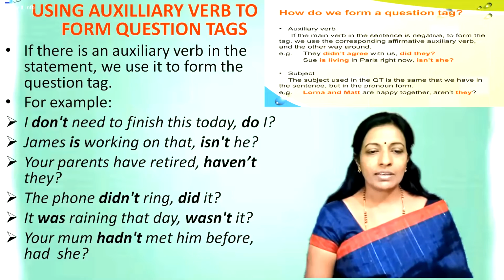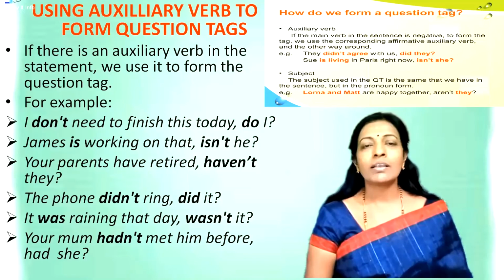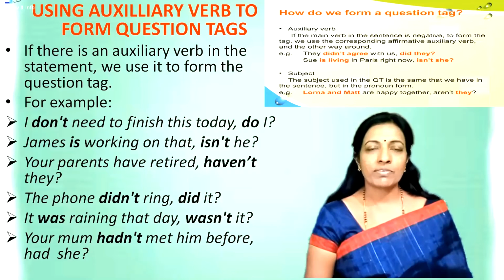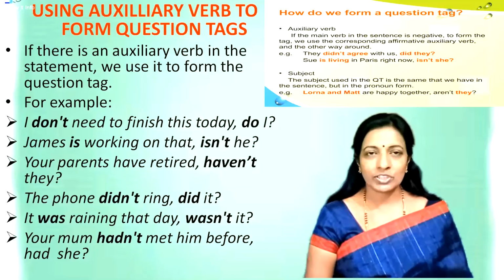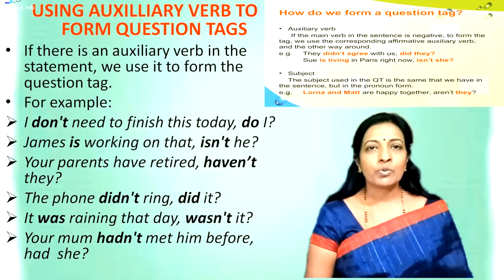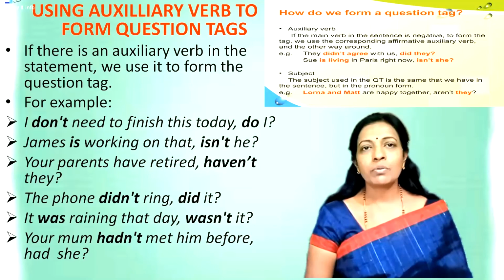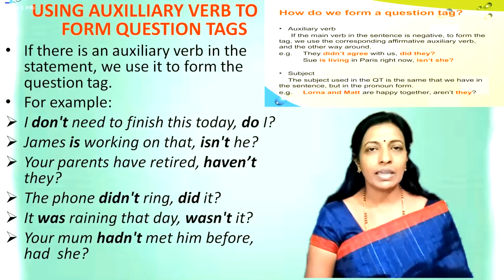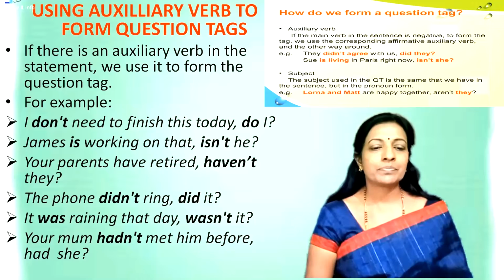Now, in this sentence, we can see that the auxiliary verb in the first part of the sentence is positive. So we use the negative form isn't in the question tag. We can also see that the subject in this sentence is James, which is a noun. So we use the correct pronoun in place of James, that is he, in the question tag.